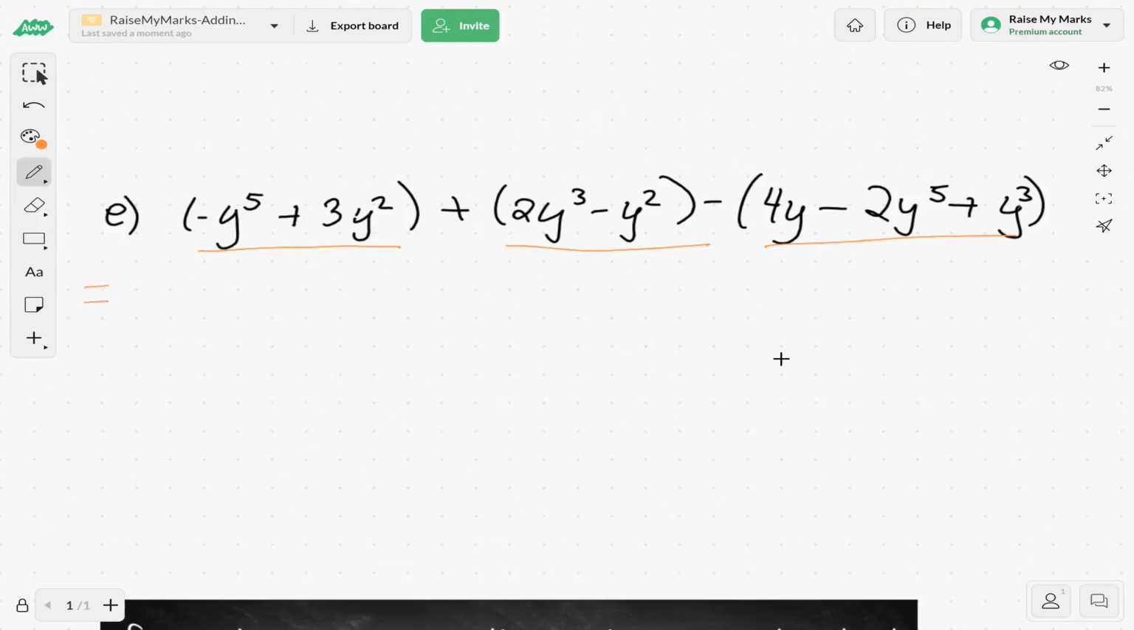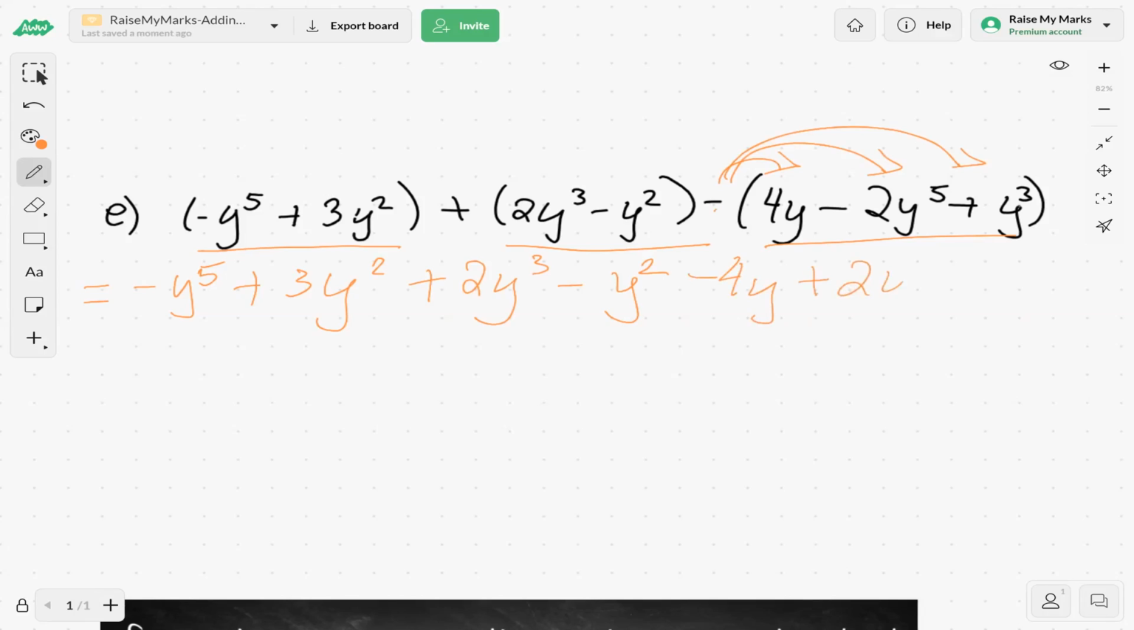So let's expand everything out. Negative y to the power 5 plus 3y squared plus 2y cubed minus y squared. And then we have a minus 1. We'll multiply that into the bracket. Negative 4y, and negative 1 times negative 2y to the power 5 is positive 2y to the power 5. Negative 1 times y cubed is negative y cubed.